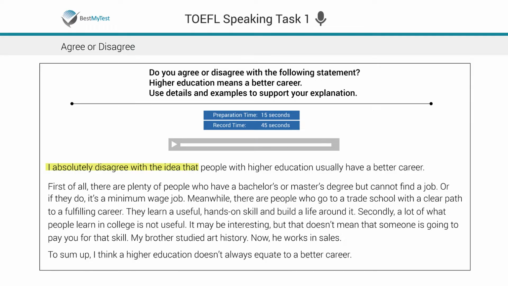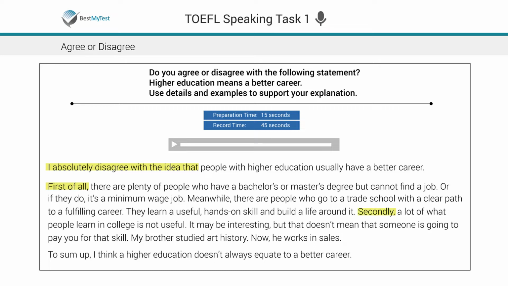I absolutely disagree with the idea that people with a higher education usually have a better career. First of all, there are plenty of people who have a bachelor's or master's degree but can't find a job. Or if they do, it's a minimum wage job. Meanwhile, there are people who go to a trade school with a clear path to a fulfilling career. They learn a useful, hands-on skill and build a life around it.